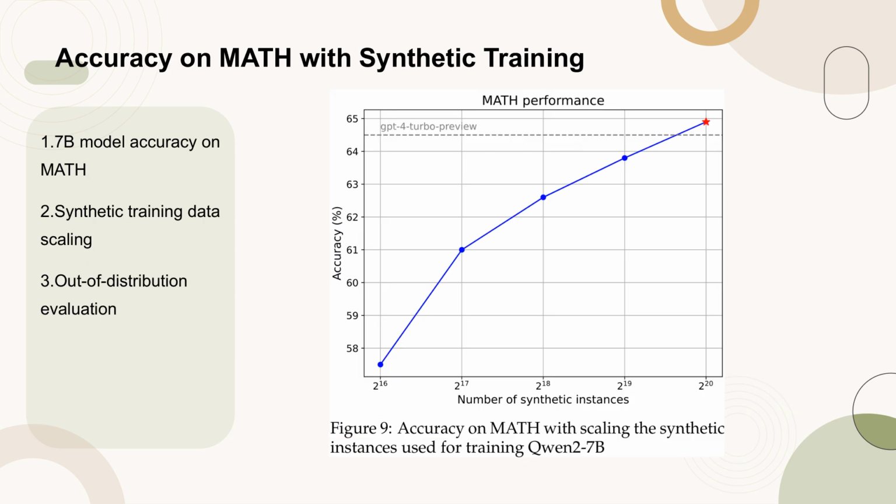Figure 9 illustrates the accuracy of the Qwen2-7b model on the math dataset as the scale of synthetic training instances increases. The model's performance generally follows the scaling law, demonstrating that synthetic data can effectively train the model without relying on in-distribution data from math. This out-of-distribution evaluation shows that the 7b model can achieve performance surpassing GPT-4 Turbo Preview, which is a significant achievement for a model of this size.